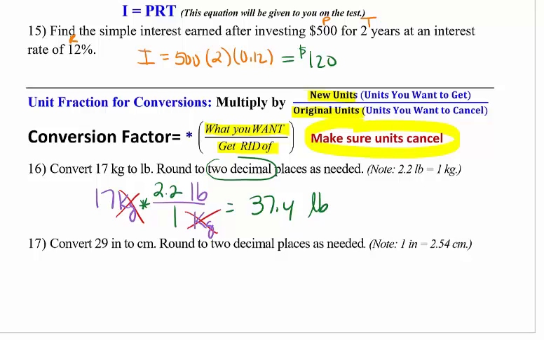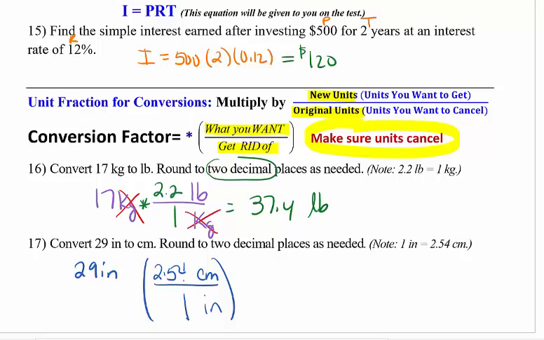So going to 17, I have 29 inches. What do I want? I want centimeters. So the centimeters are going to go in the numerator, and I want to get rid of the inches. What you want, you put on the top. What you want to get rid of, you put in the denominator. So now I look over here at my units. Just don't try to memorize it. It's going to be there. So 1 inch equals 2.5 centimeters. Double check. These units better cancel. I'm left with the units that I want.